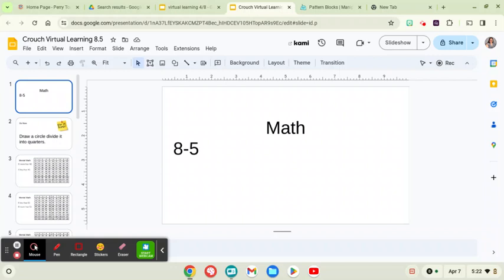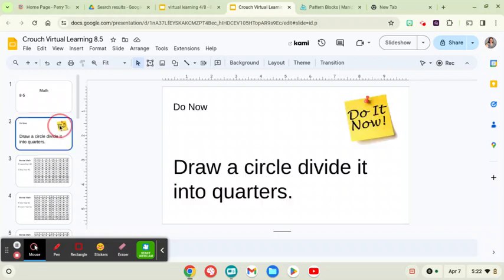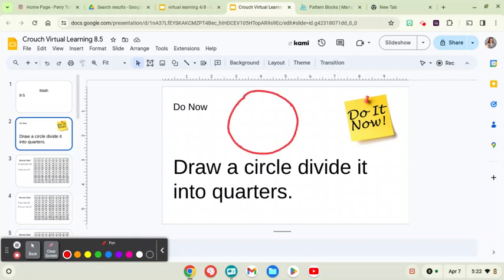So, we're going to start with some math today. We're going to do a quick review on what we learned about last week. I want you to start by drawing a circle and dividing it into quarters. I'm going to give you a minute to think about what that word quarters means. So we're going to draw a circle. Okay. Does anyone know what that word quarter means? Okay. If you said that quarters means 4, you are correct. I'm going to divide my circle into 4.